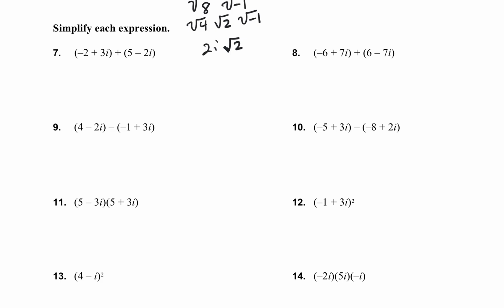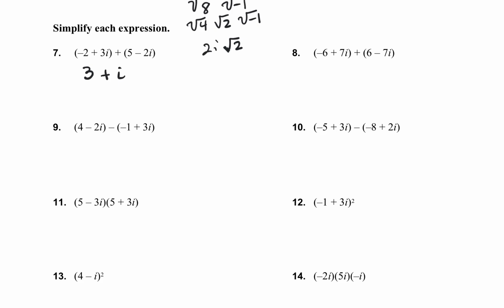So for expressions using i, you have the real and you have the imaginary. So for number 7, the real is -2 plus 5, which gives you 3. And the imaginary is 3i minus 2i, which is going to be plus i.